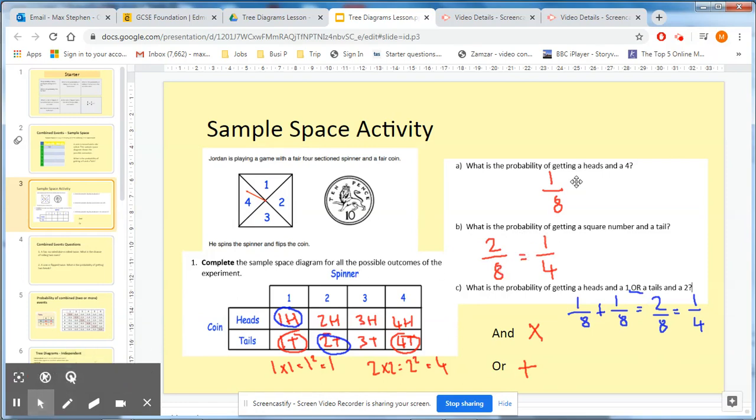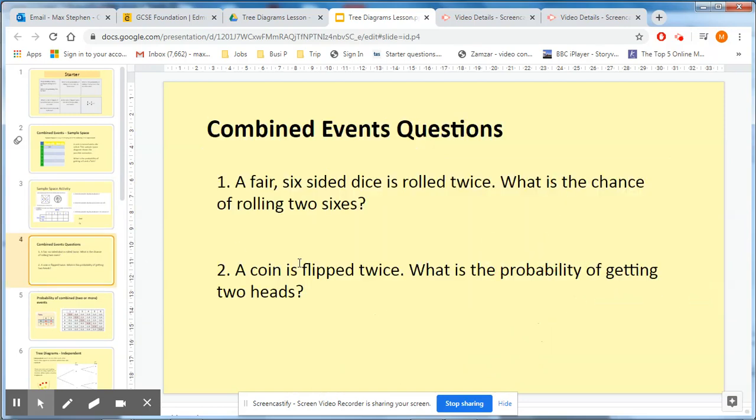So again, this is showing how we get to this AND rule. So going forward, we're not going to think too much about listing. We're just going to, if it's an AND, multiply. And we can do that for these two questions.